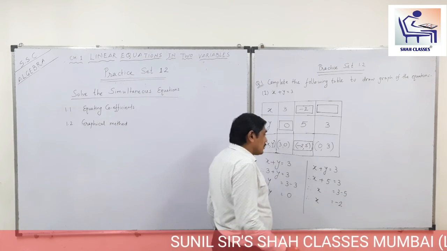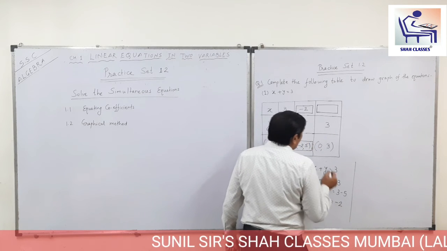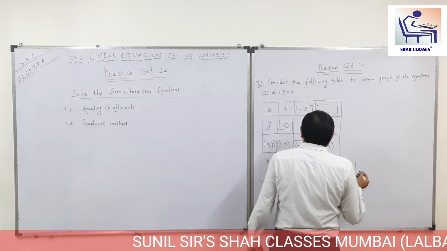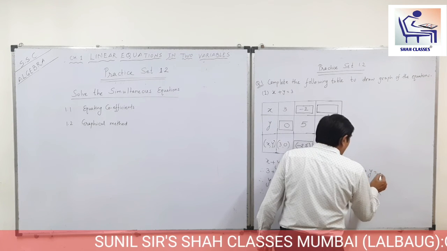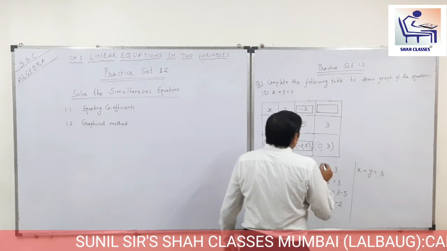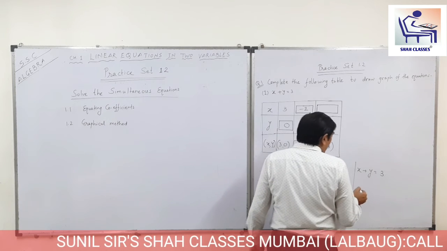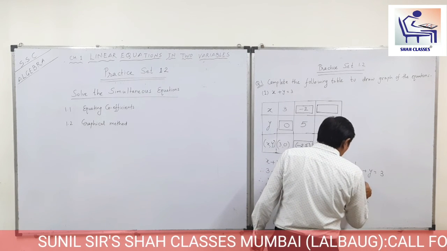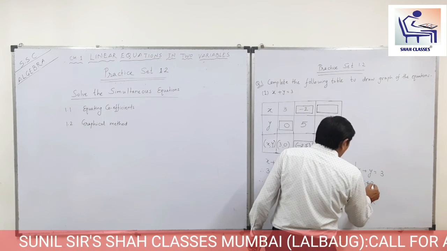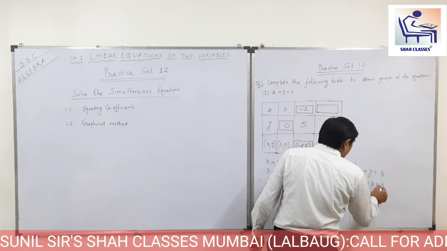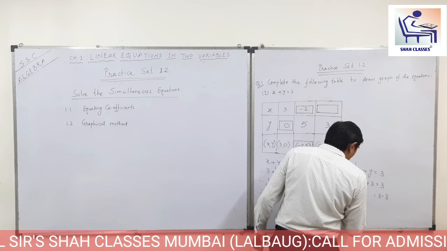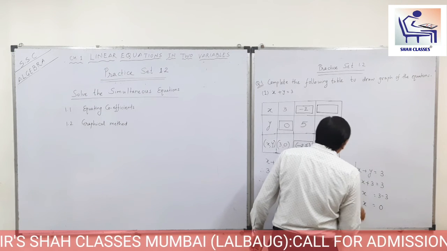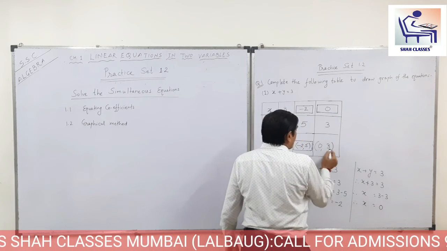Now for the third, in this also we have to solve it. x plus y is equal to 3. Here we have to put 3. So x is equal to 3 minus 3. So x is equal to 0. Here we are getting 0.